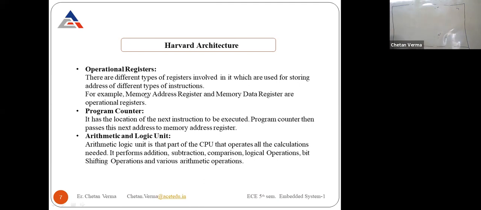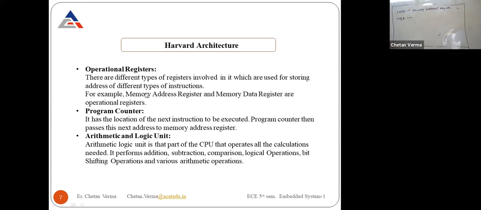That register is now MAR. That should be known here as the memory address register. Okay, now the second one is MDR. Both are your operational registers.